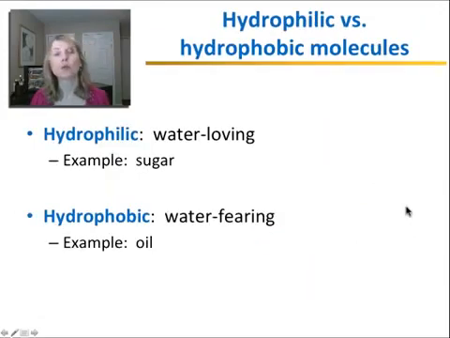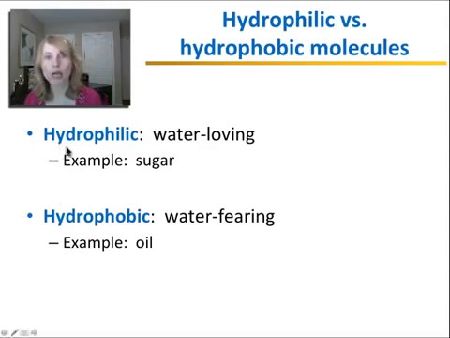Now, the fact that water has this polarity and this ability to form hydrogen bonds has implications for how it interacts with other molecules. And we can basically take other molecules and separate all of them into 2 classes based on whether or not they can interact with water. So if they can interact with water, the molecules are called hydrophilic. Hydro for water, philic for loving. This is a water-loving molecule.